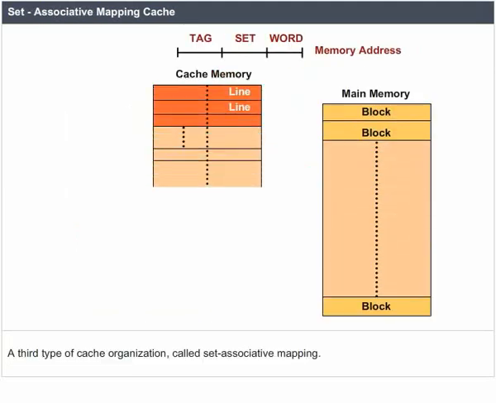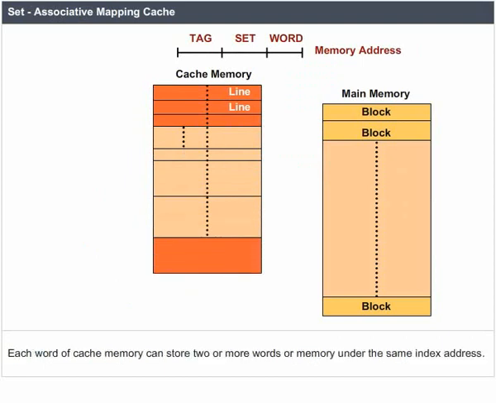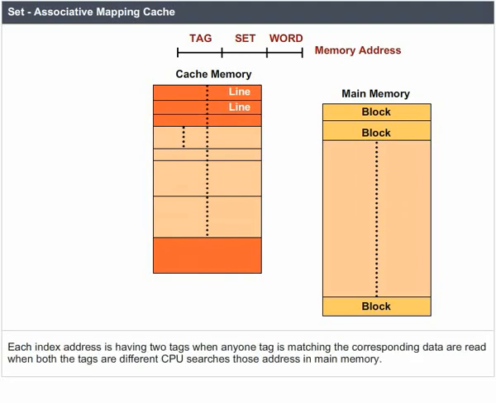Set associative mapping cache. A third type of cache organization is called set associative mapping. Each word of cache memory can store two or more words of memory under the same index address. Each index address has two tags. When any one tag is matching, the corresponding data are read. When both tags are different, the CPU searches those addresses in main memory.